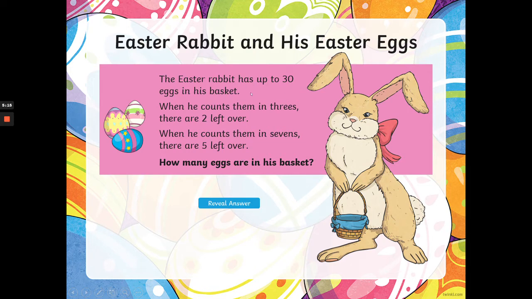So remember, he has up to 30 eggs in his basket. And when he counts them in threes, there are 2 left over. And then when he counts them in sevens, there are 5 left over. So think carefully. How many eggs are in his basket? Okay, pause the video and have a think, and come back to me when you think you've got the answer. So how many eggs are in his basket? Off you go.